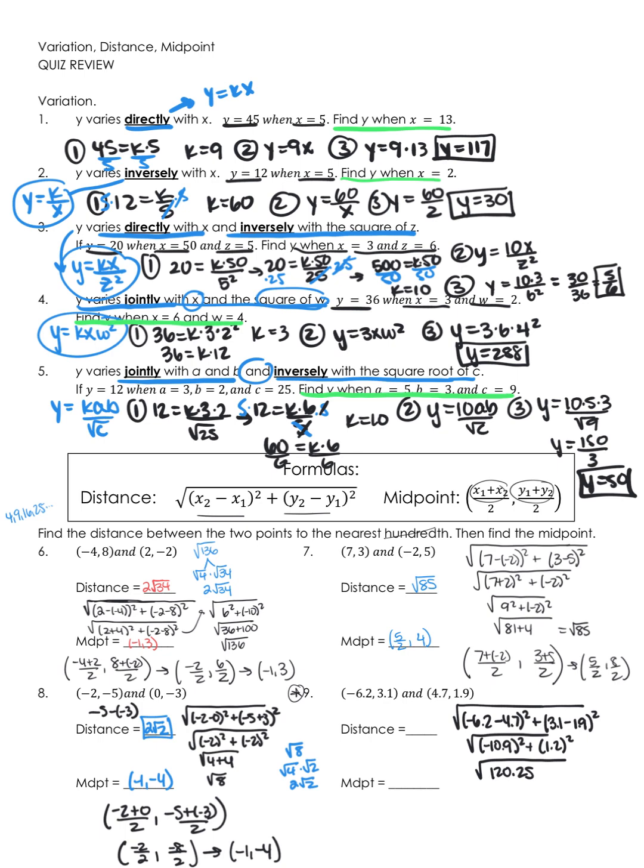Square root of 120.25 is 10.97, because it said round to the nearest hundredth.